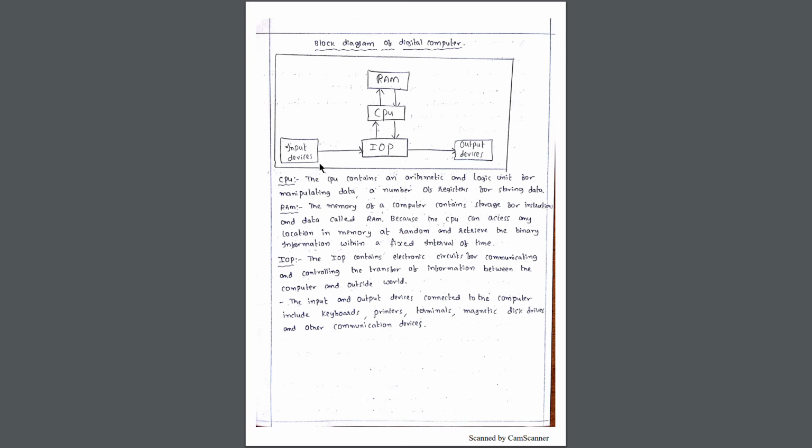See, the information will be given to the computer through the input devices, and those input devices will send the information to the input output processor. This input output processor will process the information we have given and send it to the CPU, central processing unit. The central processing unit will contain some registers, and the registers will have the memory address of what we want. Suppose, let me take an example.